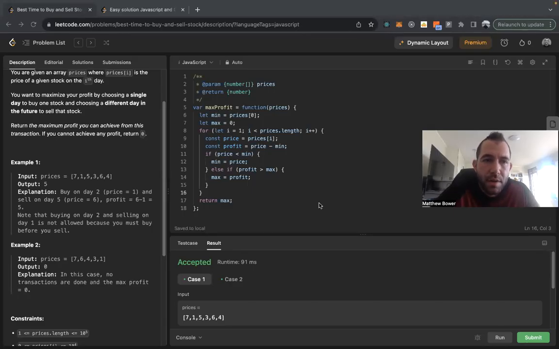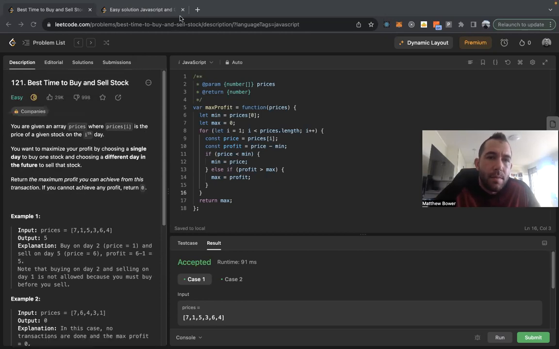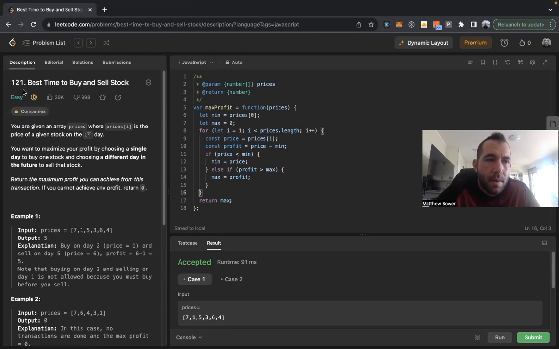Today I'll be demonstrating problem 121, best time to buy and sell stock on Leetcode. You are given an array of prices where prices[i] is the price of a given stock on the ith day.